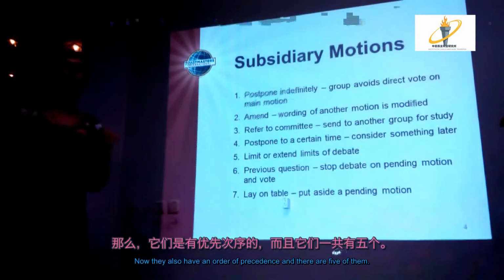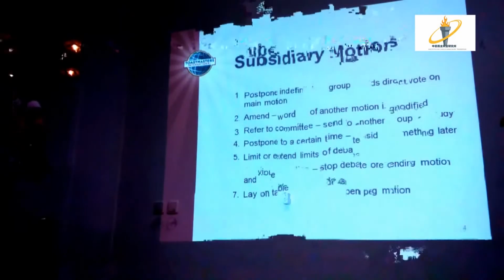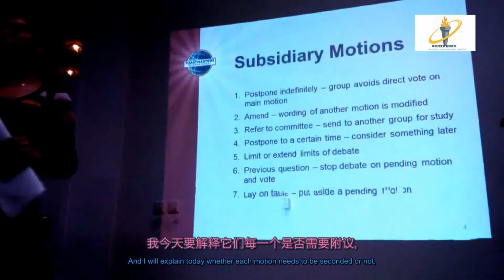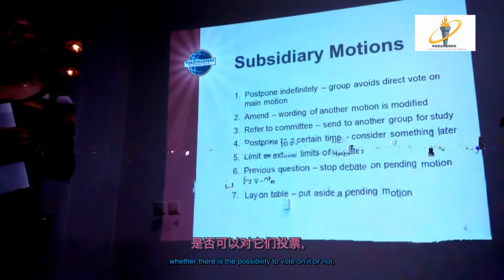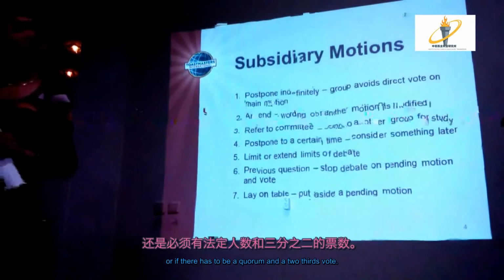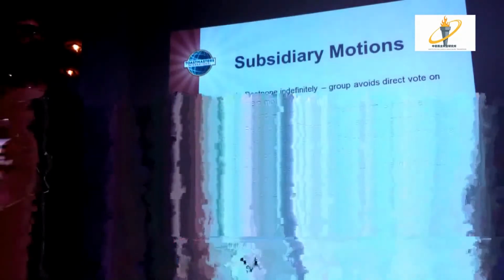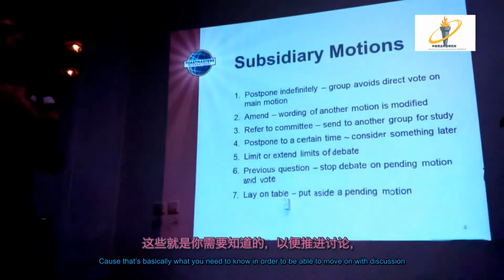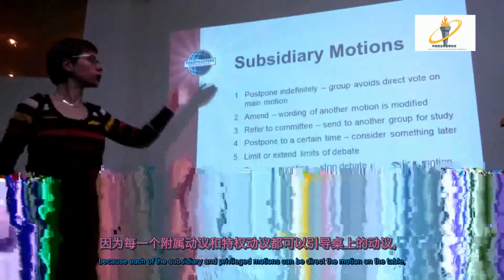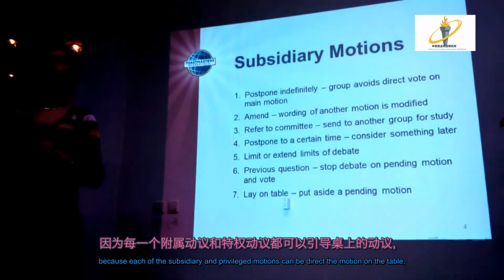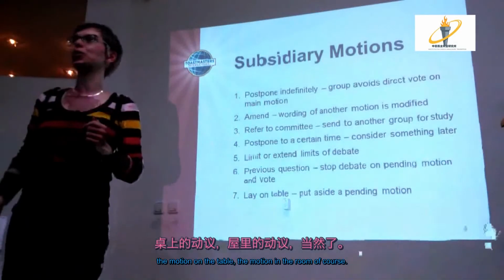Now, they also have an order of precedence, and there are 5 of them. And I will explain today whether each motion needs to be seconded or not, whether there is the possibility to vote on it or not, and whether a simple majority will do, or if there has to be a quorum and a 2/3 vote. Because that's basically what you need to know in order to be able to move on in the discussion. Because each of the subsidiary and privileged motions can interrupt the motion on the table. The motion not on the table, the motion in the room, of course.